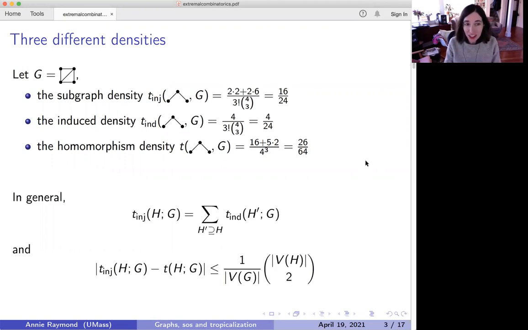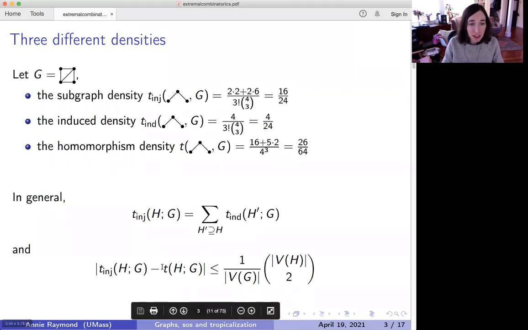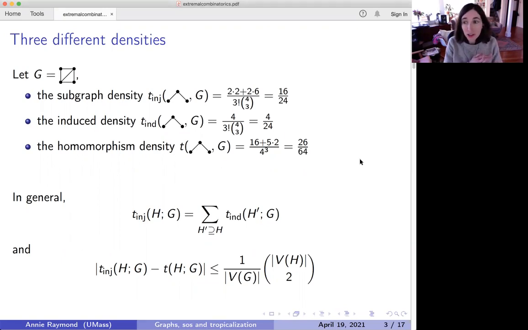All these densities are related. So the subgraph density is just a Möbius transformation away from my induced densities. And asymptotically, if my target graph G, the number of vertices goes to infinity, the difference between my subgraph density and my homomorphism density goes to 0. So asymptotically, they're the same. So we're going to talk about homomorphism density, but every result I'm going to tell you can be rephrased into these other densities. We just have to do a little bit of work there. But homomorphism density is the one that we care about. So are there any questions about what homomorphism density is?